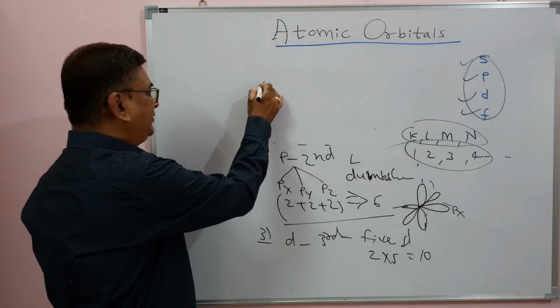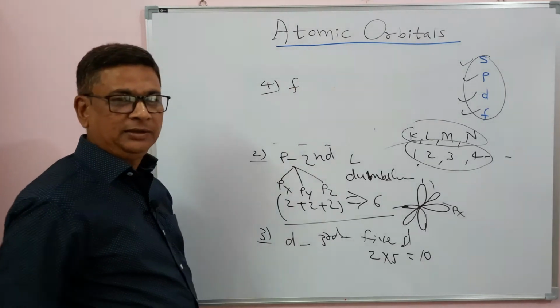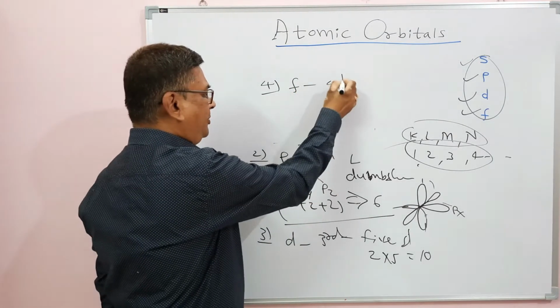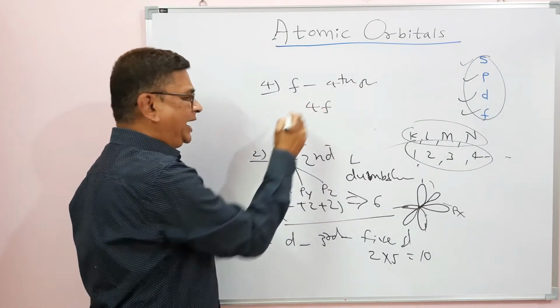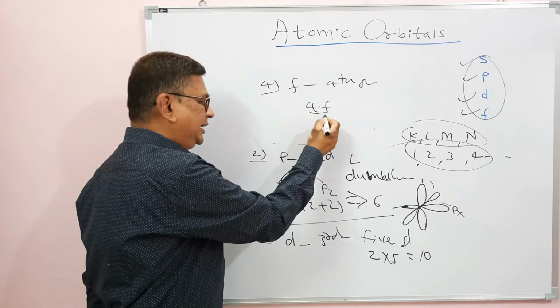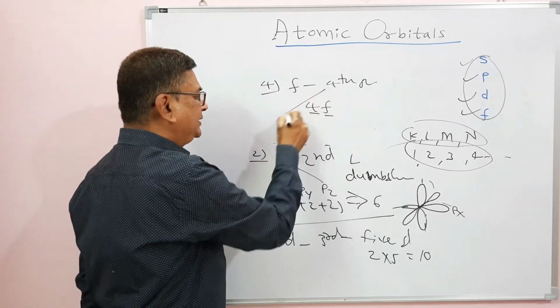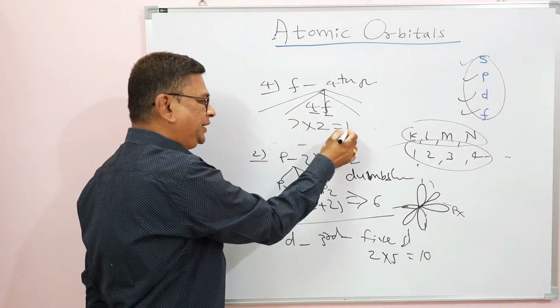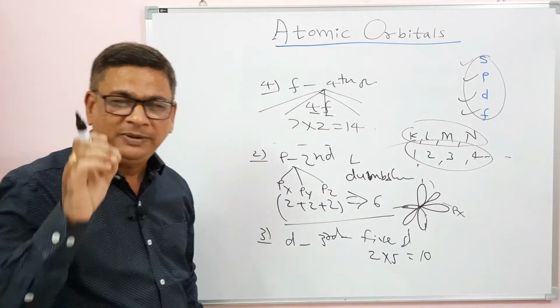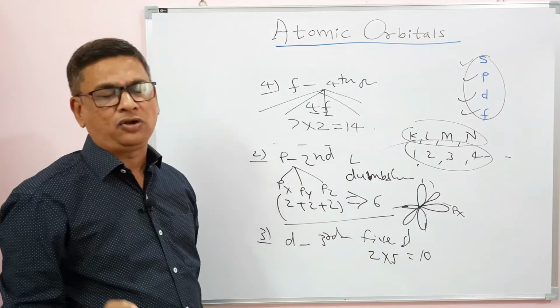However, the next one is called F orbital. F orbital starts from the fourth shell. For example, when you write 4f, that means F orbital from the fourth shell. F orbitals are of 7 types and each has capacity 2 electrons. Therefore, F orbital capacity is 14 electrons.